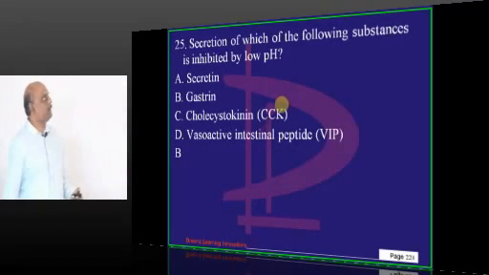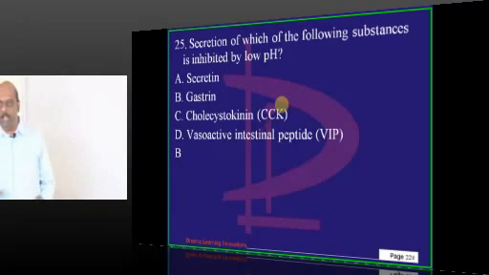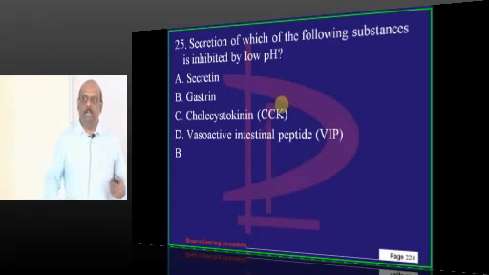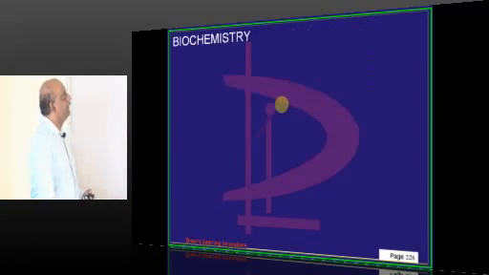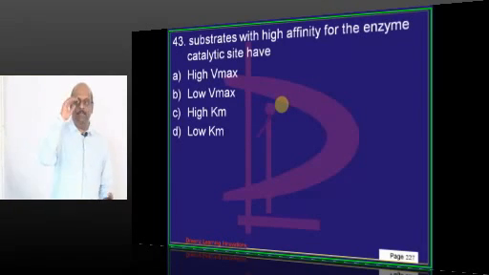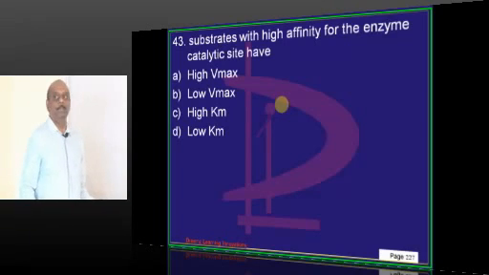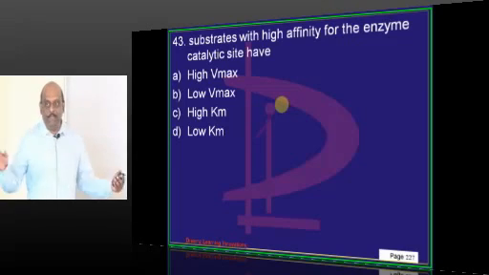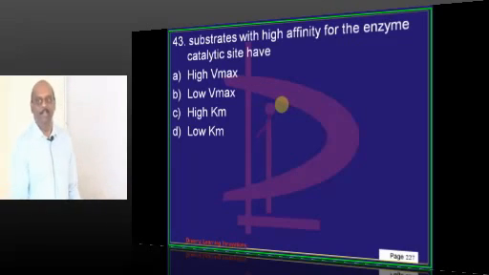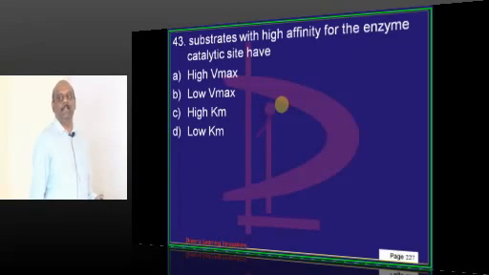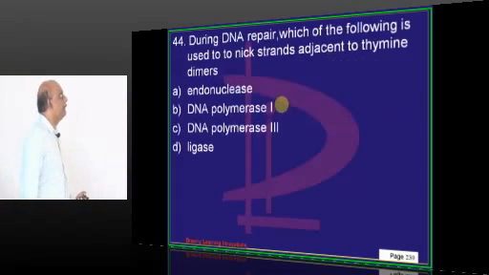When there is a low pH, the low pH will inhibit gastrin. When a lot of acid is there, you don't need gastrin because gastrin stimulates acid production. Then when there is a high affinity, it has a low Vmax, low Km. What is Km? Km is the substrate concentration at which half maximum velocity is achieved. If there is a high affinity, it means even at a low substrate level, it can achieve half the maximum velocity. That's the reason it will have a low Km.